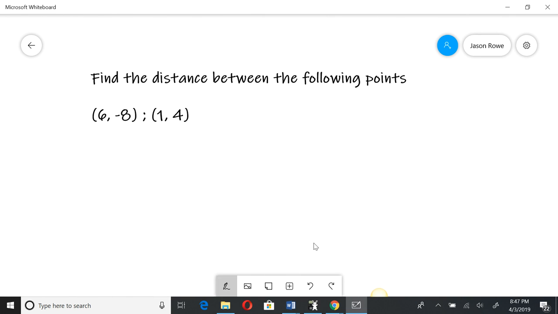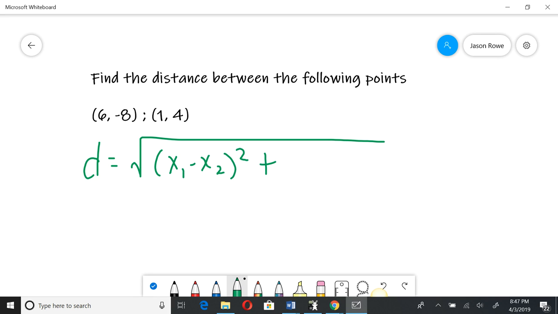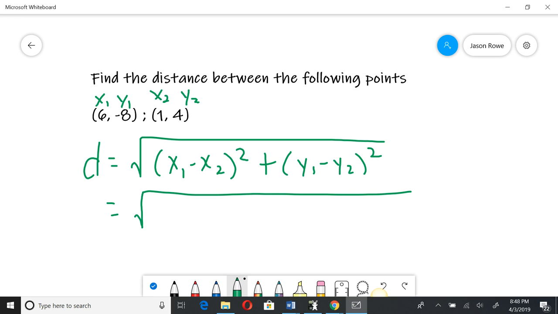We're going to find the distance between these 2 points. Again, we're going to apply the distance formula. The distance formula is the difference of the x's squared plus the difference of the y's squared, all under the radical. So again, x1, y1, x2, y2. So the x's, (6 minus 1) squared plus the y's, (-8 minus 4) squared.